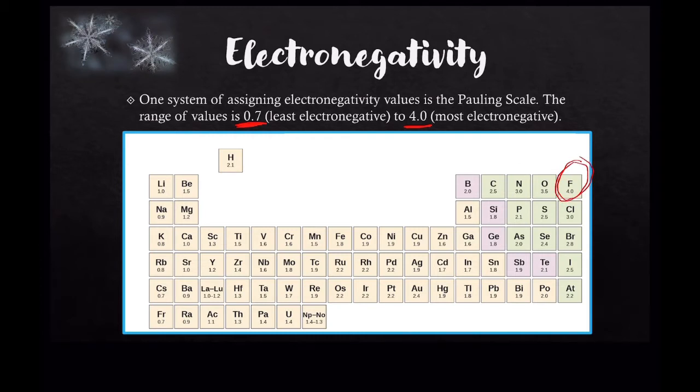Now see if you can find the element or elements with the least electronegative value of 0.7. Hopefully you found them in the extreme opposite end of the periodic table, francium and cesium. Notice that fluorine is a non-metal, and francium and cesium are both metals.